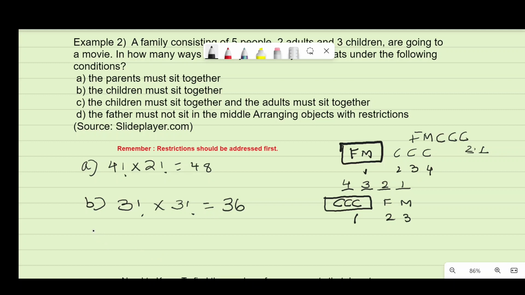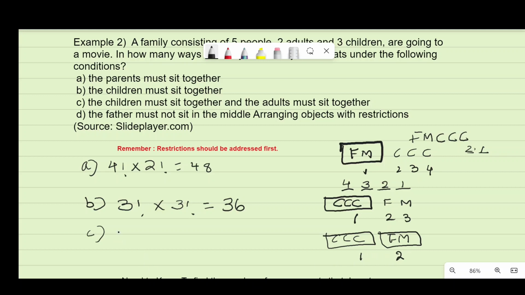Okay, now we are going to see. The children must sit together and the adults must sit together. So here now we are going to have 2 packs. Children must sit together and the adults must also sit together. So all the groupings are considered to be packs. 1, 2. We count them as 2 people now.